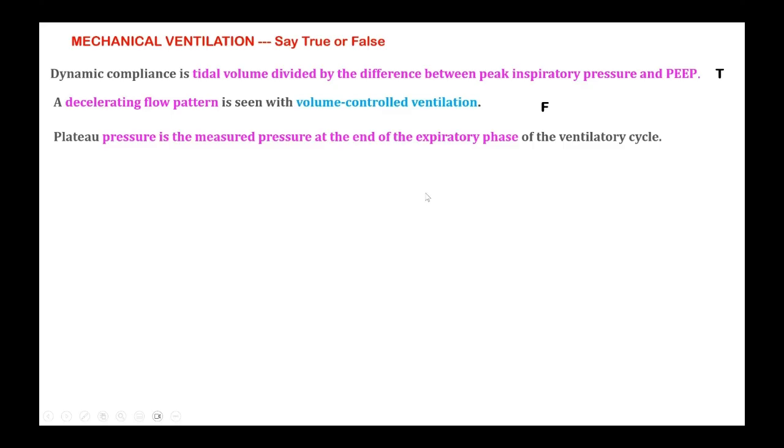True, sir. How many of you are saying true? No, sir. False, sir. It is False. It is very at the end of the inspiratory phase.